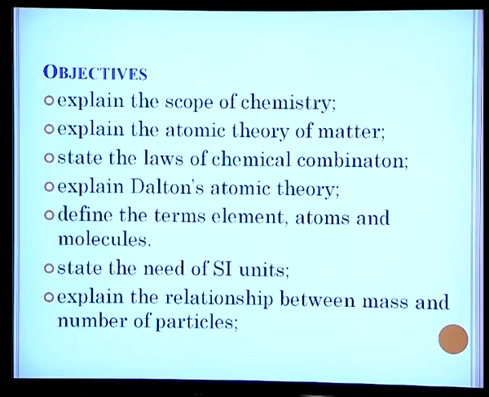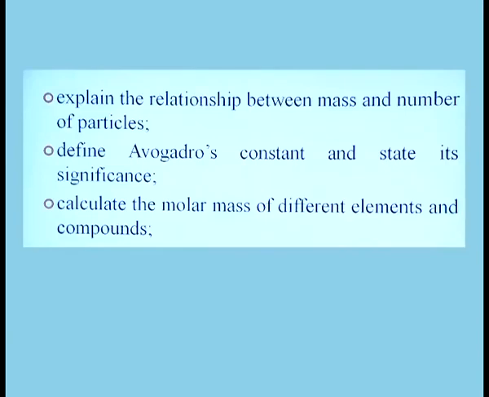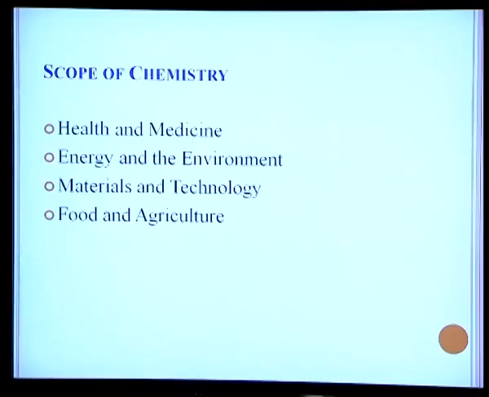So in this lesson, you will be able to explain the scope of chemistry, explain the atomic theory of matter, state the laws of chemical combination, explain Dalton's atomic theory, define the terms element, atoms and molecules, state the need of SI units, explain the relationship between mass and number of particles, define Avogadro constant and state its significance, and calculate the molar mass of different elements and compounds.